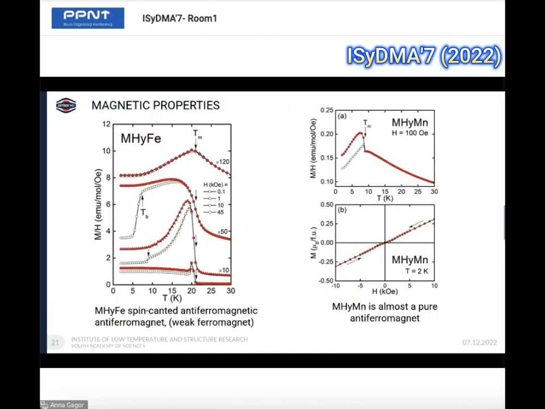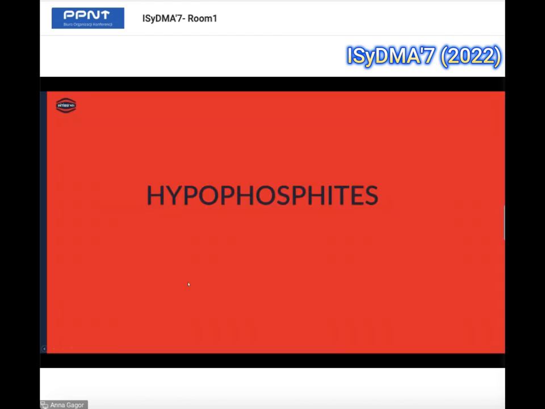And what else? We also measured the magnetic properties of these metal hydrazinium compounds, and it turned out that they have long-range antiferromagnetic interaction. Here we have antiferromagnetic properties for both materials. Of course, the temperature of the magnetic ordering depends on the metal which was used for the synthesis.